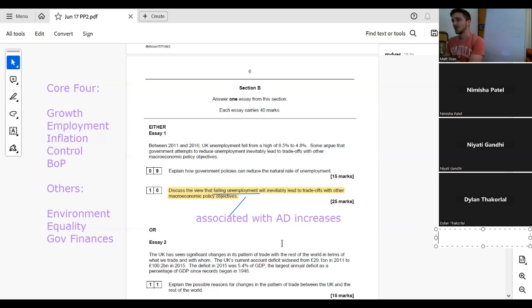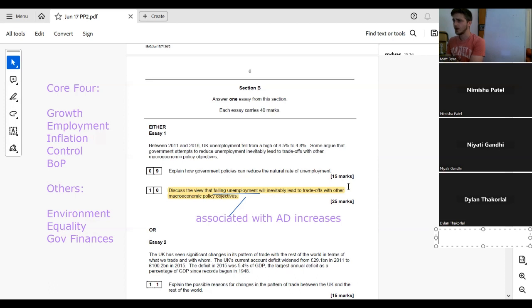So, exactly what I wanted. Drew said, and Niati said very similarly, this will conflict with low inflation, so it's going to prevent control of inflation. If AD increases, yes, that will reduce unemployment, but it's going to increase the price level. We can show that with an ADAS diagram. We're going to need a bit more meat on those bones, but that's a point.